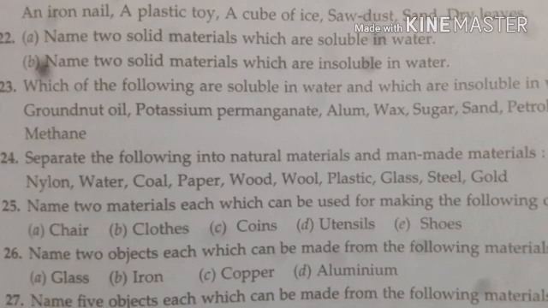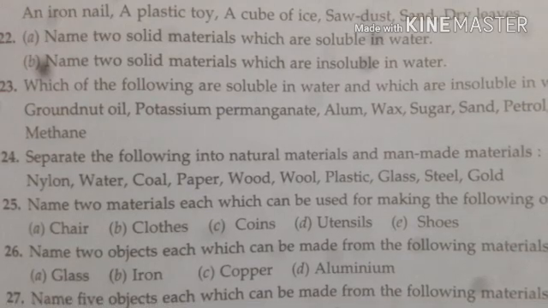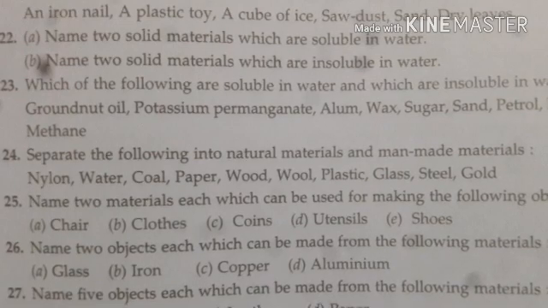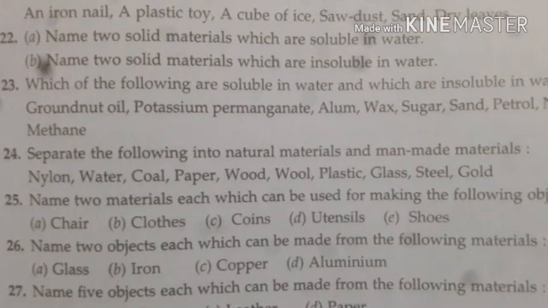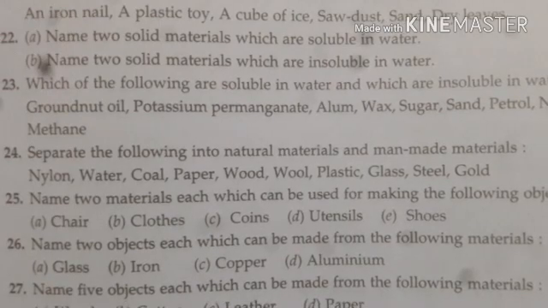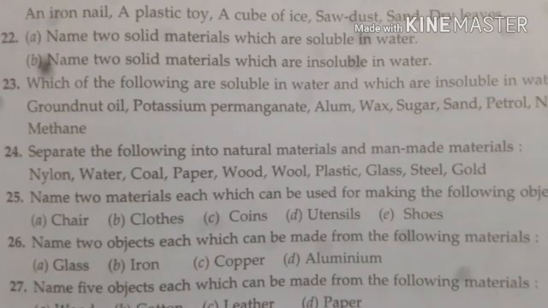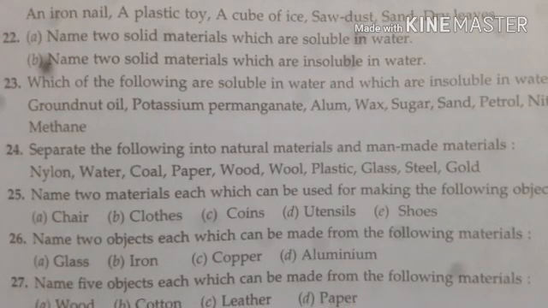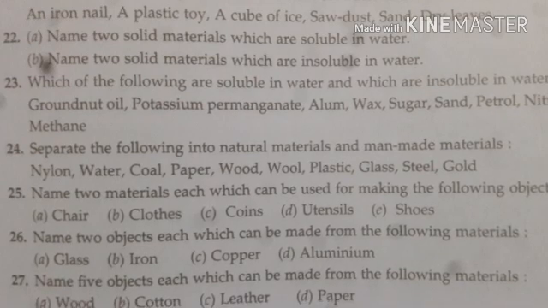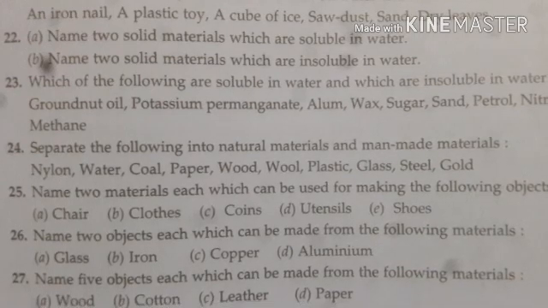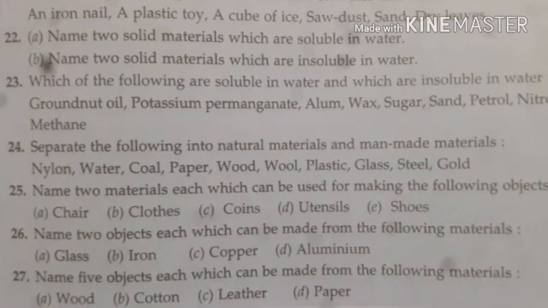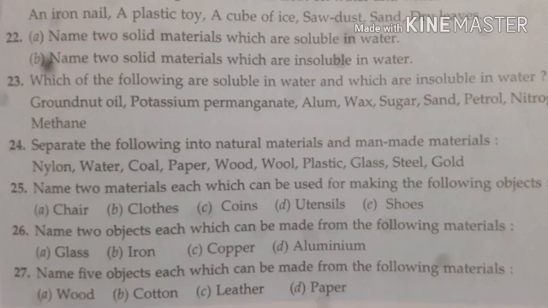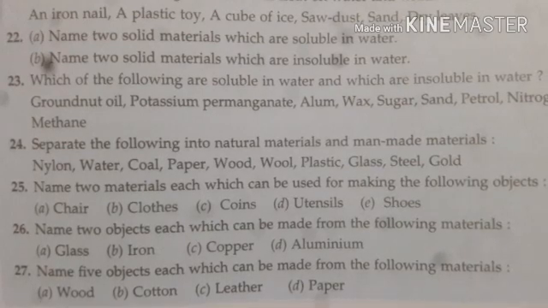Glass, doors, windows, etc. Iron, chair, nail, table, etc. Copper, wires and puja utensils. And aluminium, the bowls that we are using to cook, and electric wires. Next, 27th question, name five objects each which can be made from following material. Wood, door, chair, window and table, board, they are made up of wood.